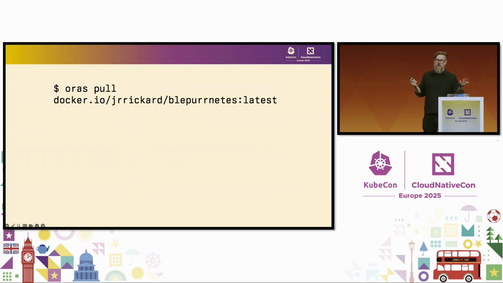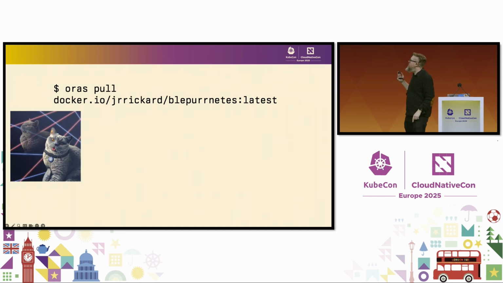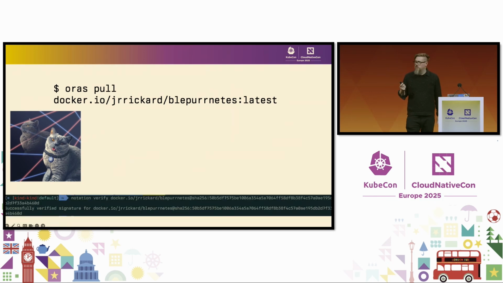Well, we can do that for anything that is in a registry, right? So here we go. Use the ORAS tool. I pushed an image to Docker Hub called Bleppernettes. If you ran this command right now, you would get a picture of my cat, who was the 1.20 Kubernetes release mascot. And then using something like Notation, you can verify that signature. So notation verify will verify against a trust policy, and I'll show you that in a little bit.